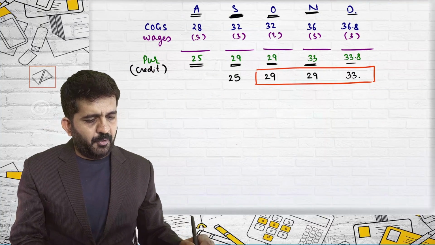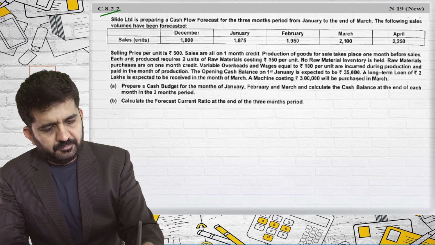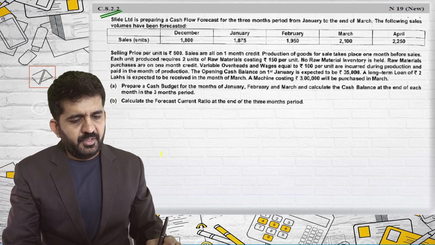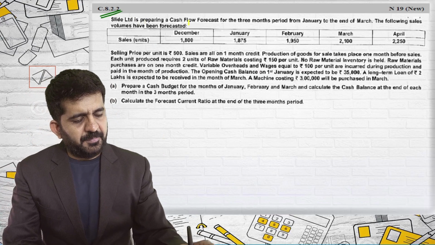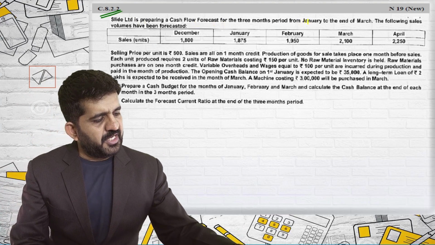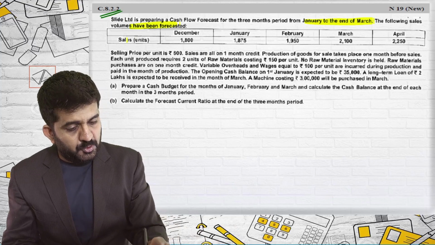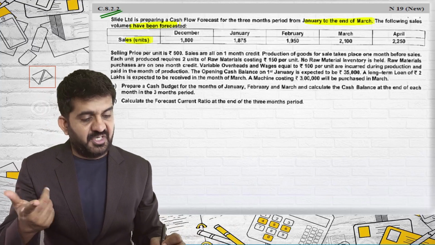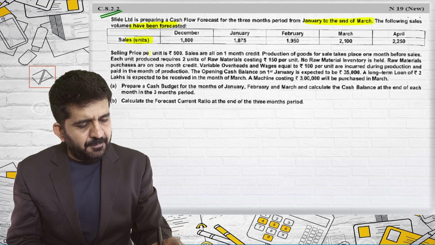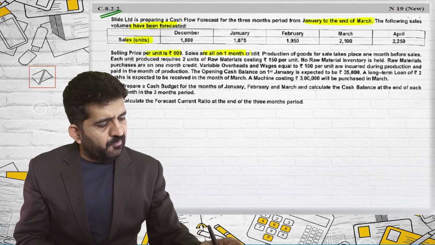We are going to 8.2.2. Slide Limited is preparing a cash flow forecast for the 3 months period from January to March. So you need to prepare from January up till March. The following are the sales volume, and now the sales in units is given. Selling price per unit is 600. Sales are all on 1 month credit.